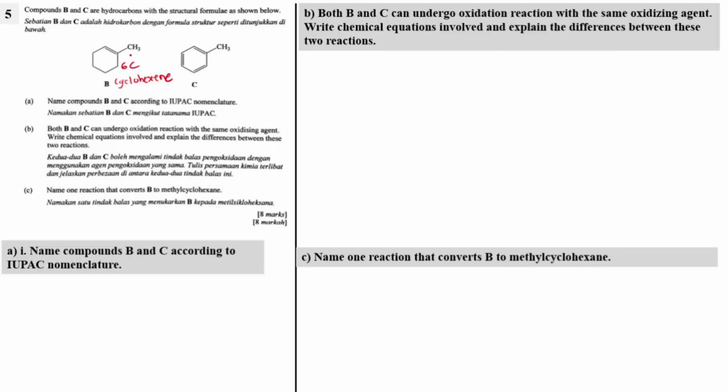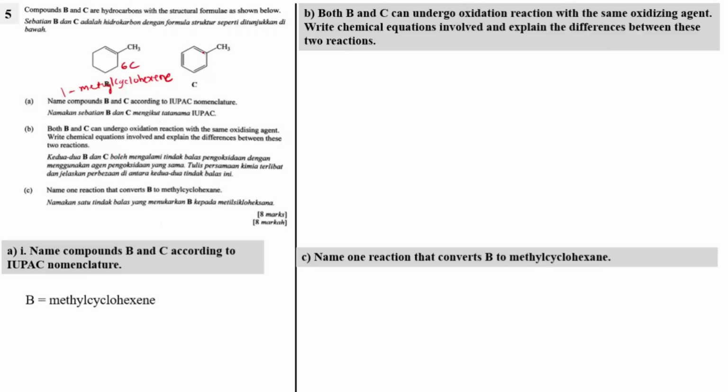And then at carbon number 1, it is attached with the methyl group. So it's going to be methyl cyclohexene. And the number 1 here is optional. So you can write 1-methylcyclohexene or methylcyclohexene. Okay, so for B, it's going to be methylcyclohexene.